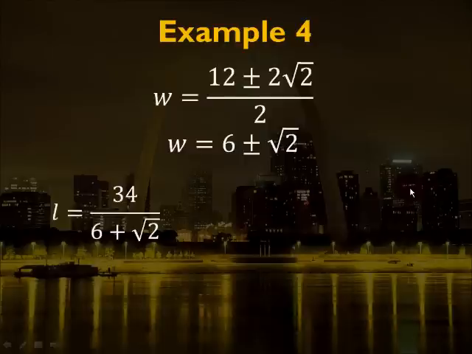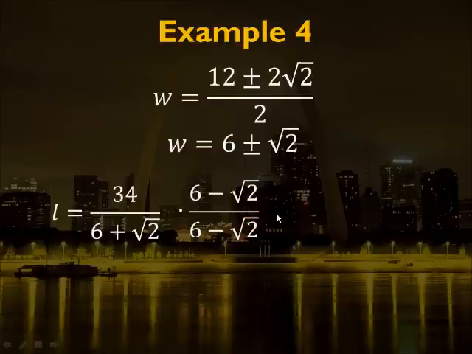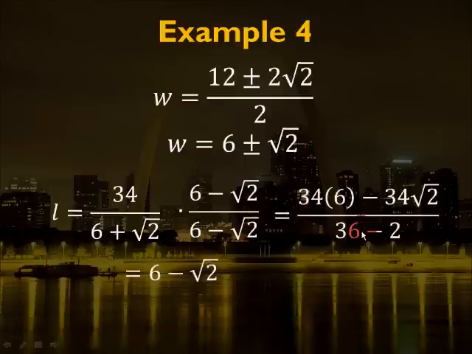So, if that's the width, then the length has to be this. Now we have to rationalize the denominator by multiplying top and bottom by 6 minus root 2. So, eventually you get 6 minus root 2. So what this tells you is that the length and the width are conjugates of each other. I plugged in 6 plus radical 2 for the width. If you plug in 6 minus radical 2 for the width, you would end up with 6 plus radical 2 for the length. So, you don't have to check both answers. In this case, both answers work because they're both positive. It's just that you get answers that are conjugates of each other.